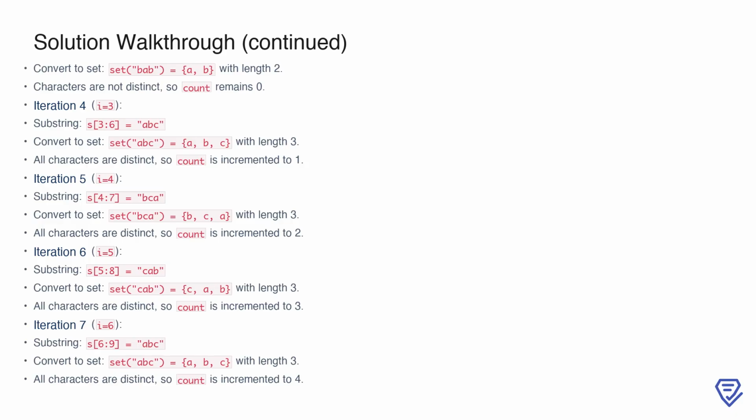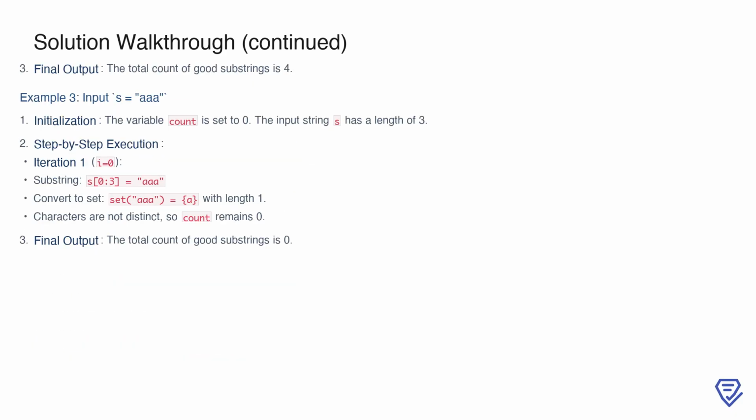their uniqueness. Now, let's look at one more example where the input string is s equals AAA. In this case, the string has a length of 3, which is the minimum length required to form a substring of size 3.